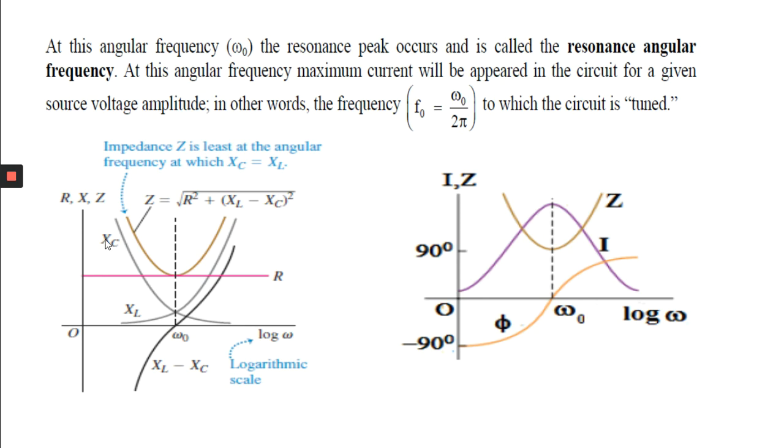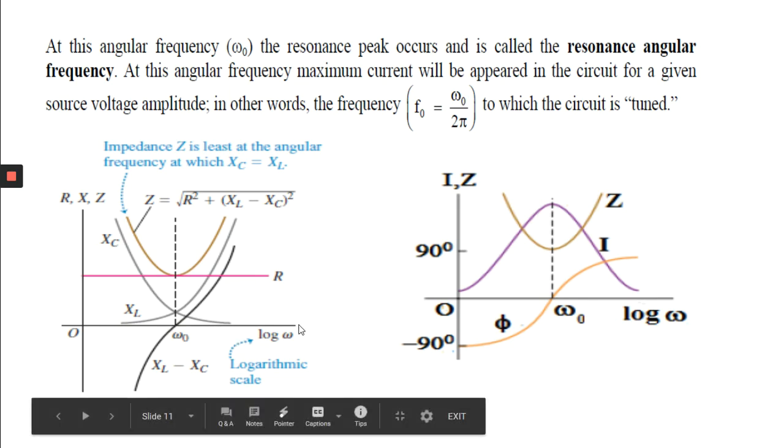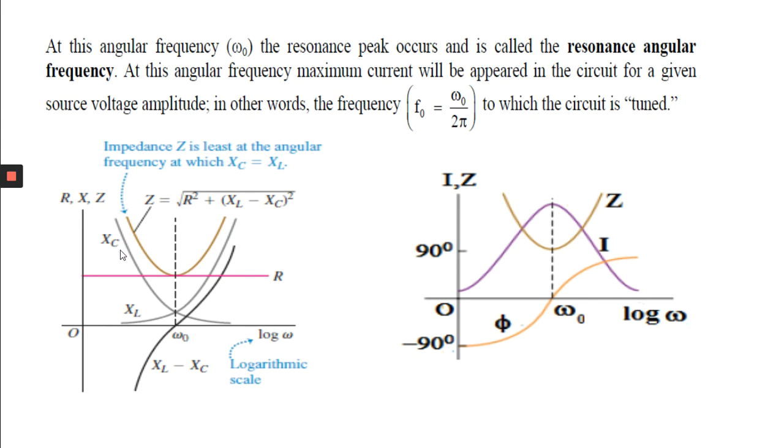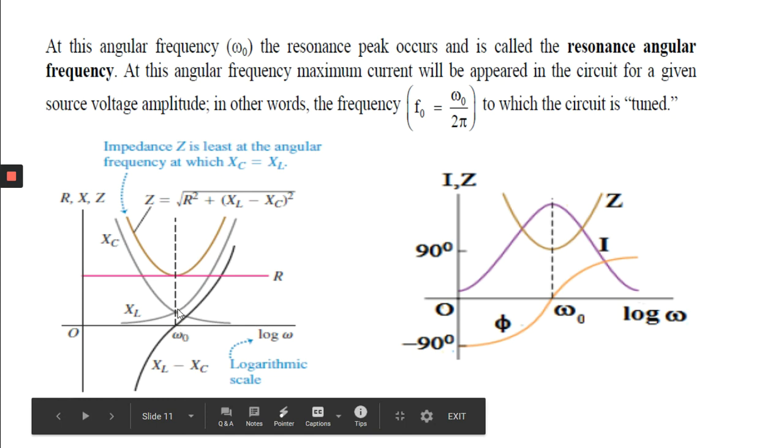Now here, some graphs are plotted. Here you see, it is a logarithmic graph. So when you are plotting XC and XL, obviously XC decreases with increase of omega, but XL increases. If it is not a logarithmic graph, then XL is a straight line passing through the origin. That's why it is taken in logarithmic scale. Now you see here, this is the graph for XC, this is the graph for XL. At a particular point, they intersect with each other. What is that point? Omega 0.